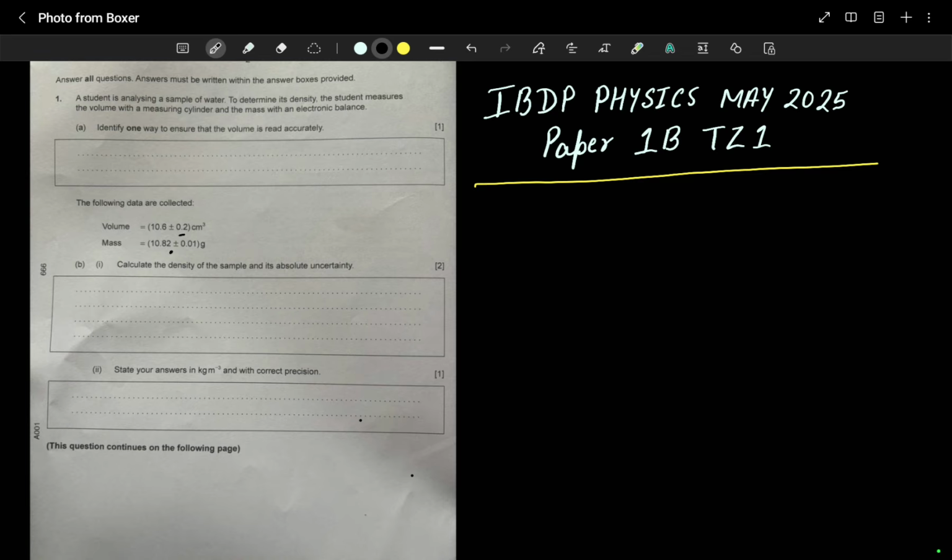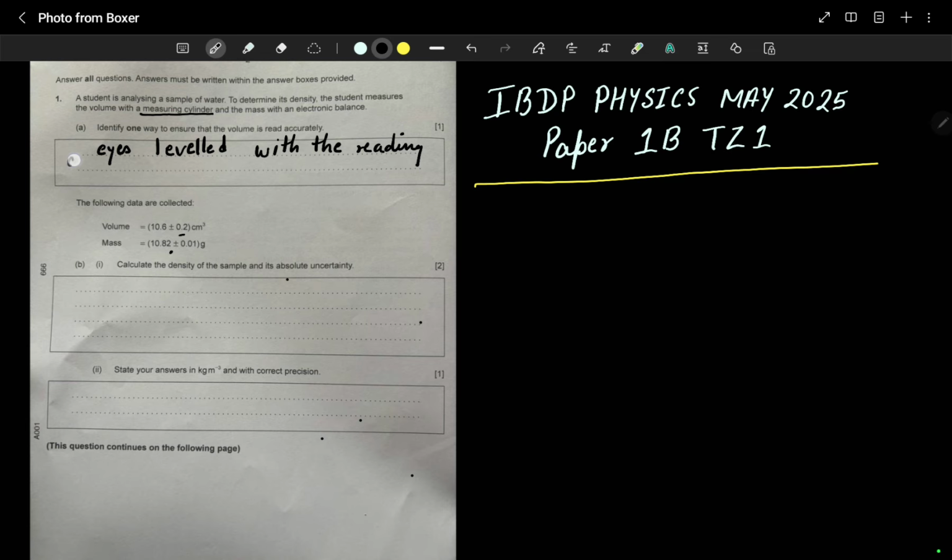So the volume is being read using the measuring cylinder. To answer this question, you can write any one precaution we take while we use a measuring cylinder. The first could be to avoid parallax error. And how can you do that? By leveling your eyes with the reading. So you can say eyes leveled with the reading. And don't write outside the box because it doesn't get marked. Please make sure that you're writing inside the box.